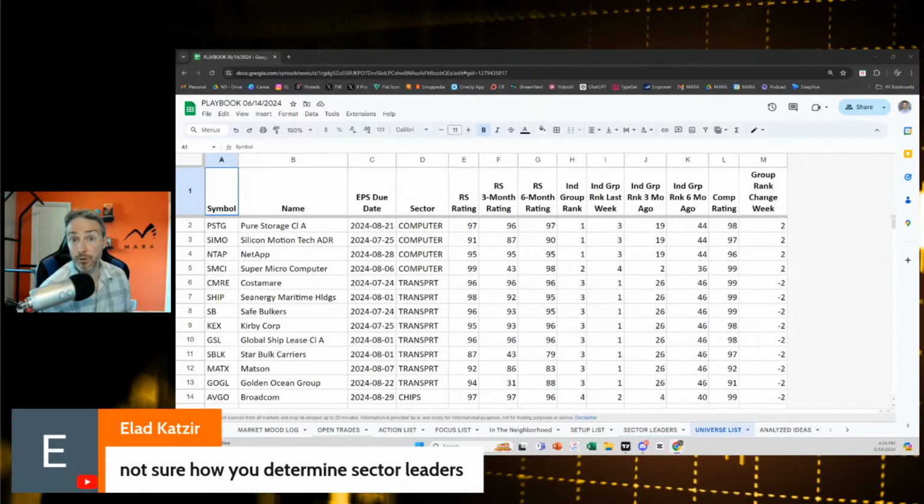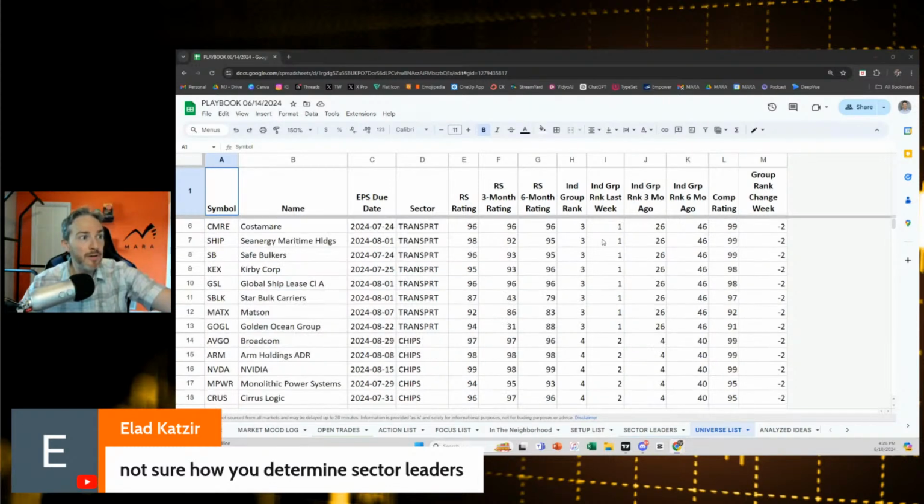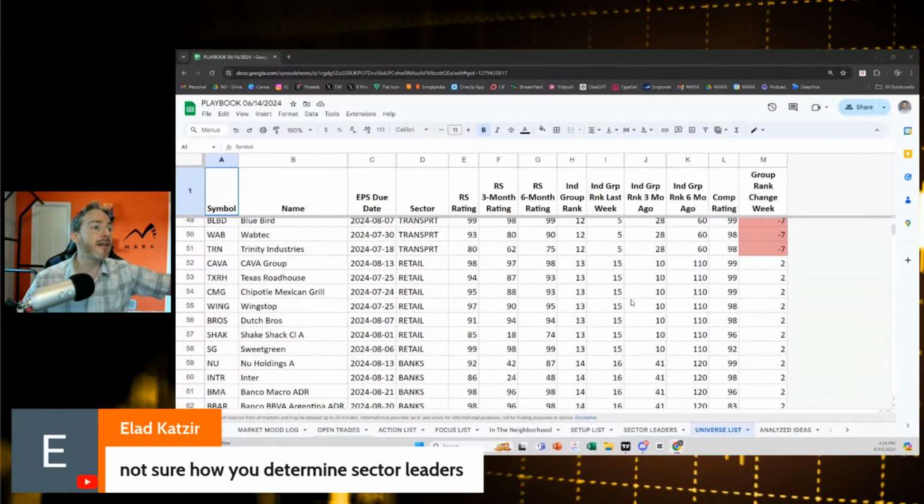This is my universe list. These stocks here, there's about 360 of them. They pass my fundamentally based screens. That's step one. The next thing that I do to get to the sector leaders is I'm going to go through this whole list here. I'm going to see which ones are in the top 20 industry groups. I automatically take those and I put them over to my sector leaders.